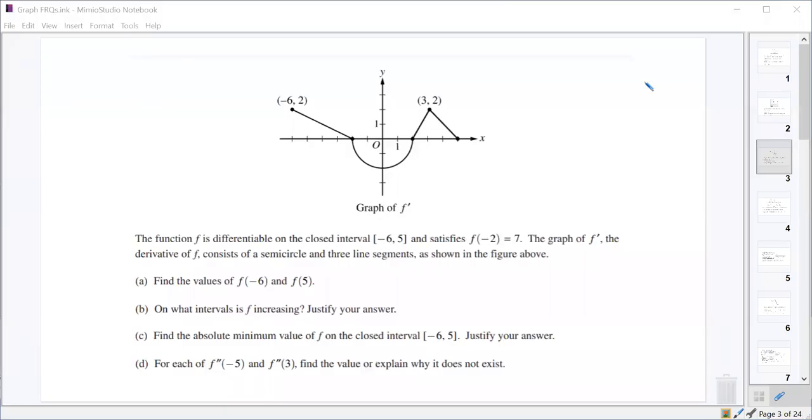So we've got a graph given to us of f prime from -6 to 5. And we know that f of -2 is 7. And we know that this is a semicircle, and we know that these other three little pieces here are line segments. So the first thing we want to find is the value of f of -6 and the value of f of 5. So how are we going to do that?